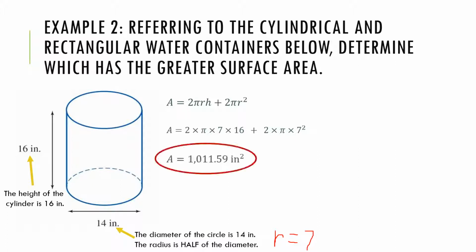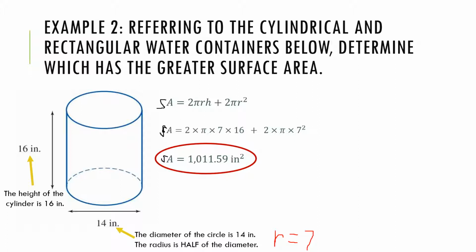If you plug all of this in your calculator, that gives you surface area equals 1011.59 inches squared. Now your book uses A to represent the area, and it also uses A to represent the surface area. If it helps you out to distinguish these, you could always call this SA for surface area. So you could use SA for surface area instead of just A. That helps you distinguish those.